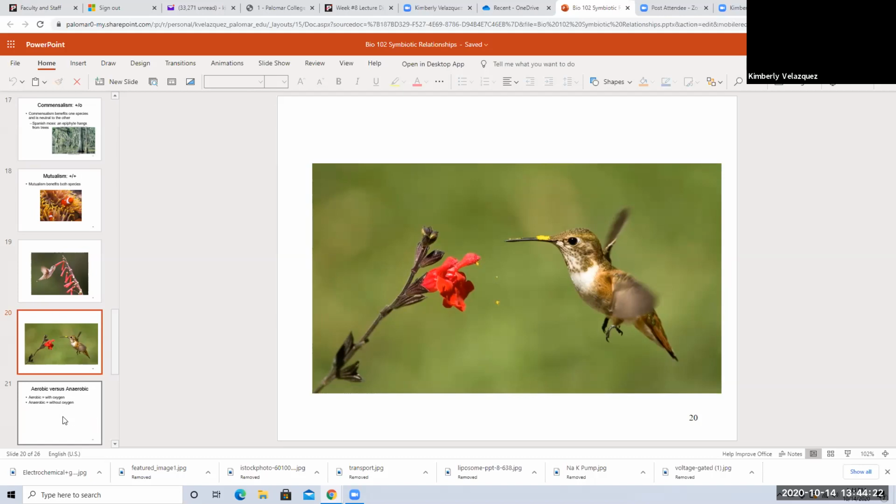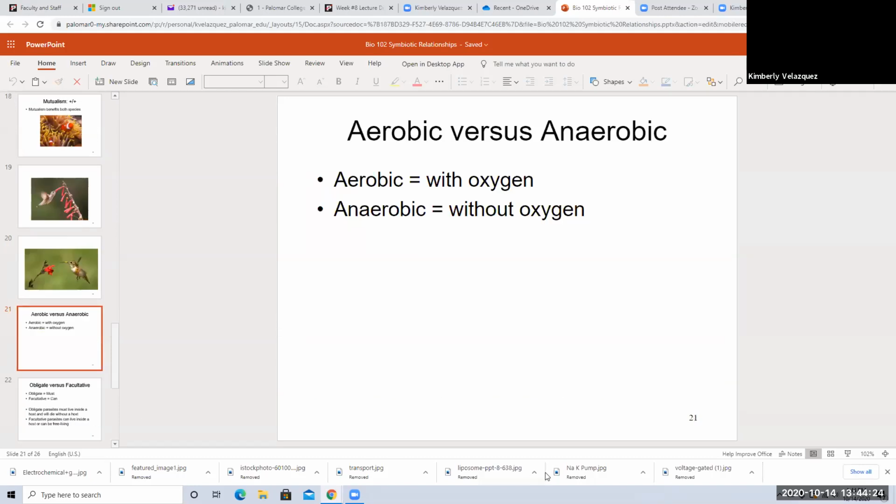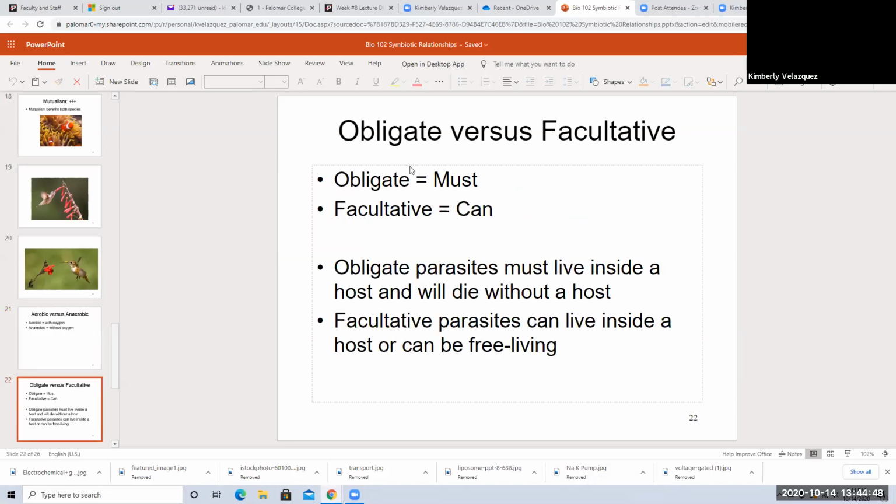Okay, again, some unrelated terms, but these are all important. So just reminding you the difference between aerobic and anaerobic. Aerobic means with oxygen and anaerobic means without oxygen. So this could be talking about modes of cell respiration, or it could be talking about the lifestyle of that organism. Related to that, if you have an obligate lifestyle, it means you must do that. Whereas if you're considered facultative, it means you can do that. And there are a lot of different applications of these terms.